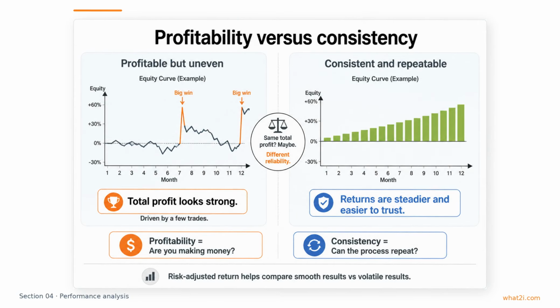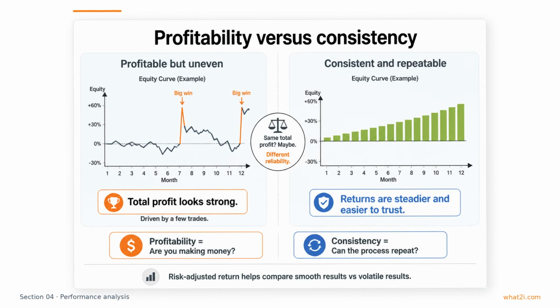Profitability and consistency are related, but they are not the same thing. Profitability asks whether you are making money overall, while consistency asks whether that result comes from a repeatable process. A trader might show strong profit because of two unusually large winners, even though most trades are weak or unstable. Another trader might earn the same total return through steadier, less dramatic gains that are easier to trust and repeat. That is why smoother, more reliable performance is often more valuable than flashy but uneven returns. Looking at risk-adjusted return helps make that difference clearer.